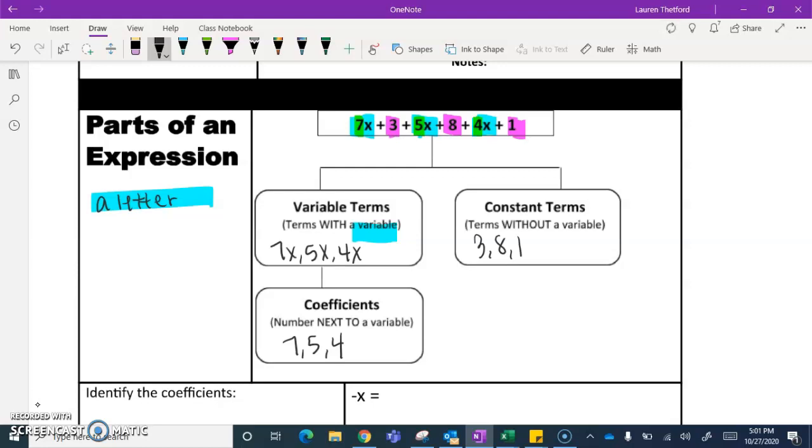And so those are the parts of the expression. Like I said, we have coefficients. Those are next to the letter. The variable term would be the letter and the number, so the letter and the coefficient. And then we have our constant terms, which would be the ones without the letter.